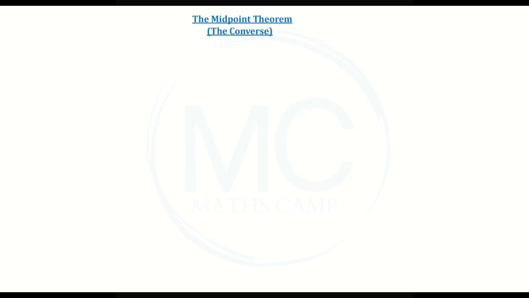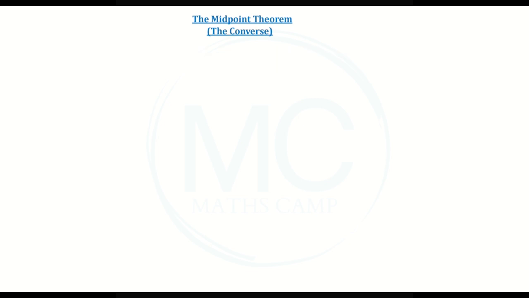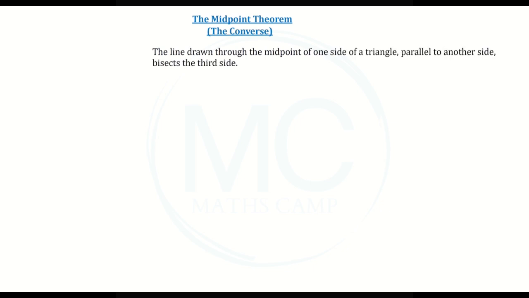A theorem tells us that if A is true, then B is true as well. The converse states that if B is true, then A must be true as well. We know that according to the midpoint theorem, the line joining the midpoints of two sides of a triangle is parallel to the third side and equal to half the length of the third side. The converse theorem states that the line drawn through the midpoint of one side of a triangle, parallel to another side, bisects the third. So what does this mean?